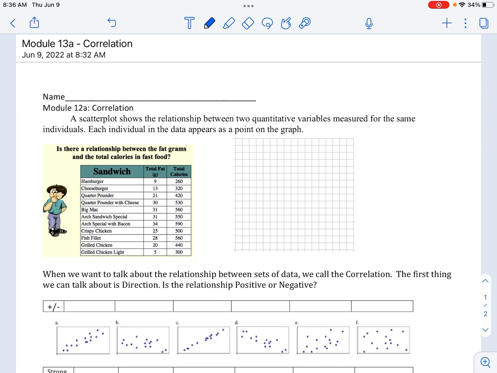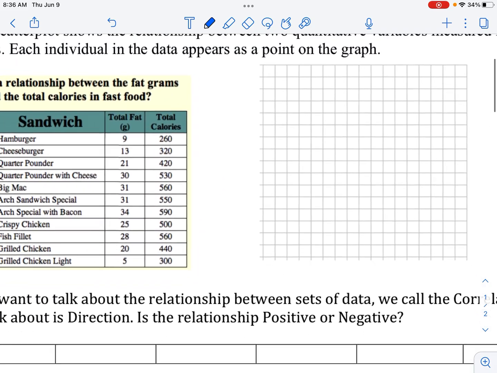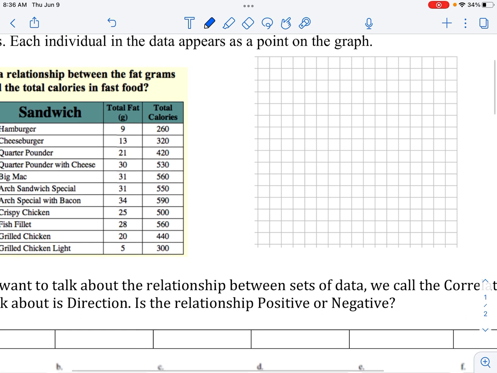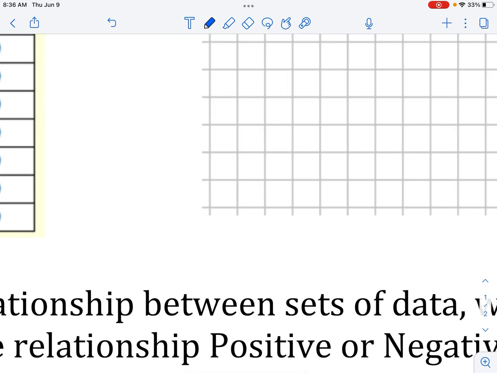So right here we have some data. If I wanted to turn that into a graph, I would have to establish what my axes should look like. The highest number I see over here is 34, and the highest number I see over here is 590. So I'm going to have to scale this a little bit differently than I might some other things. I'll do this by 2s maybe, see if that's going to work. Actually, I'm going to do every 4.